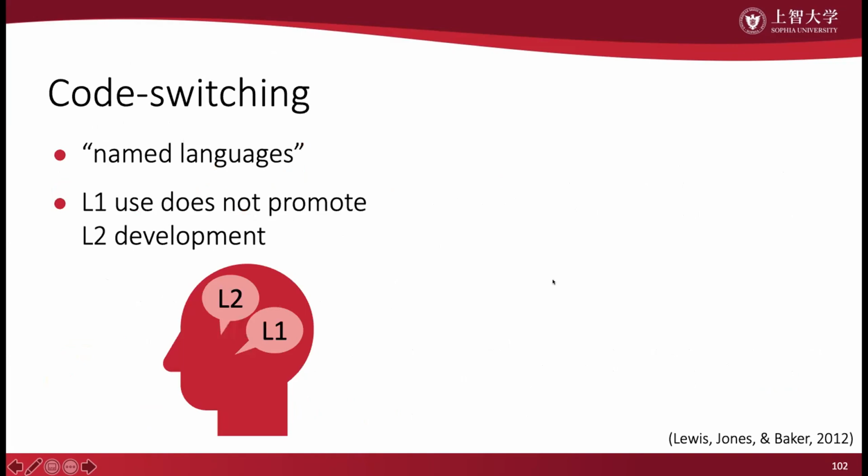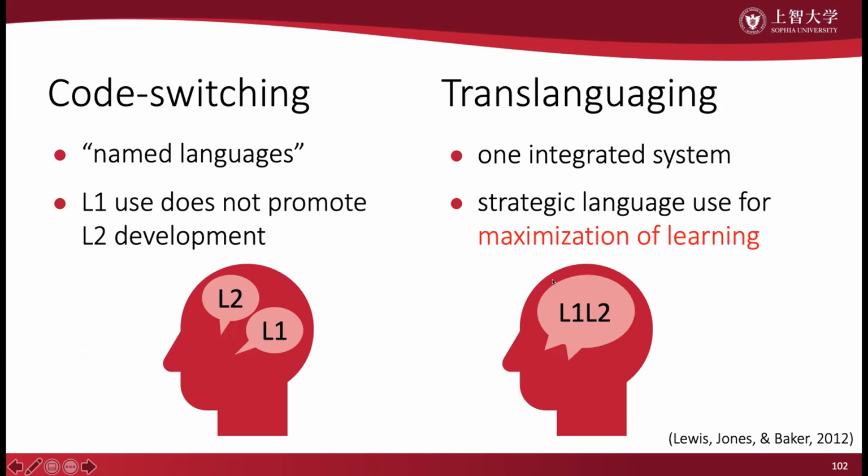Okay, and it should be noted that translanguaging is distinct from code switching. We don't have to get into it, but it's not the same as code switching because it views languages as one integrated system. It's the strategic use of both languages for the specific purpose of the maximization of learning. Not all the time in code switching is the L1 used necessarily to develop the second language.